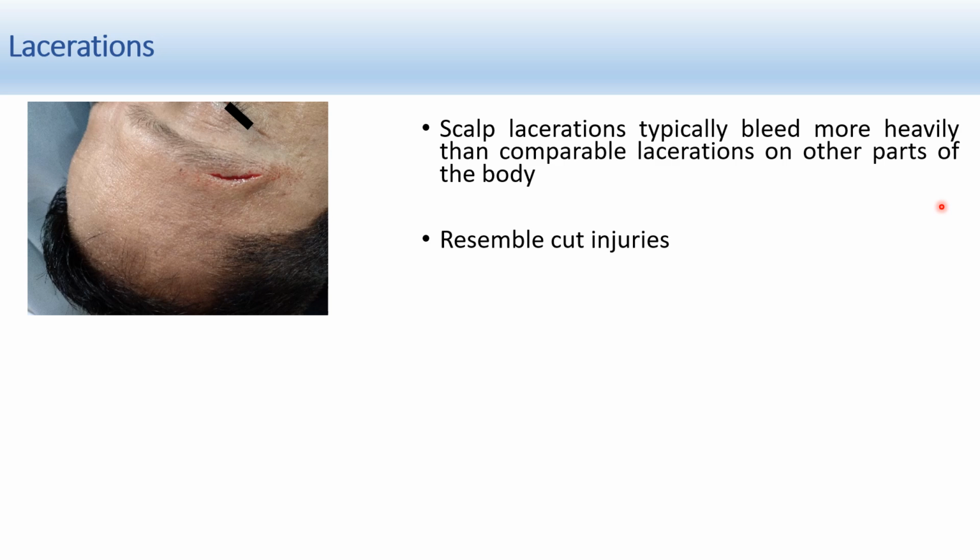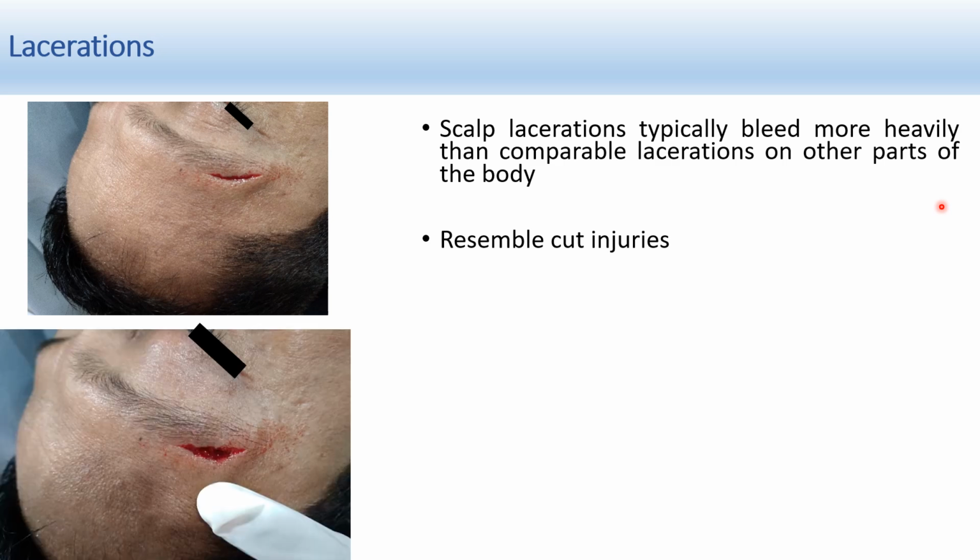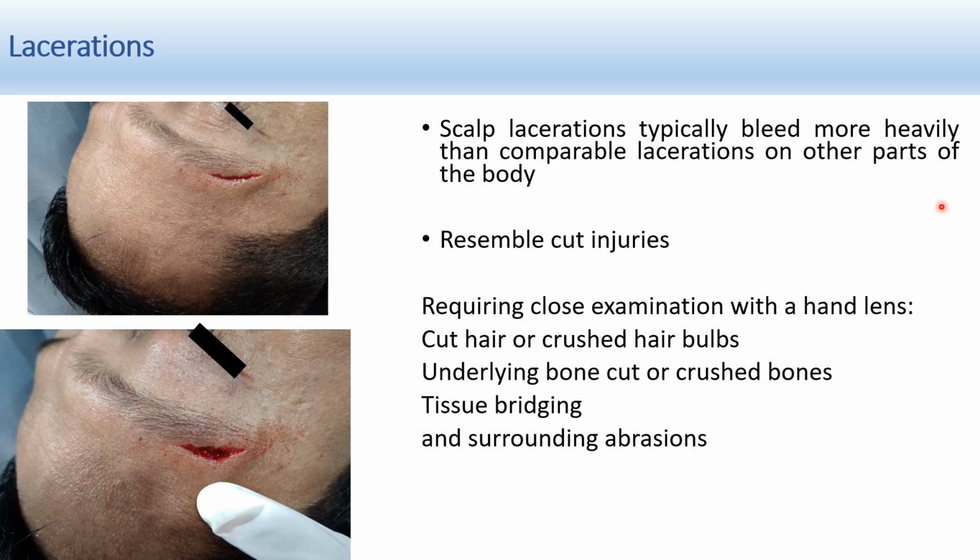Because the scalp is on a flat bone, by application of blunt force, it tends to split the skin with very clean edges. As a result, we need to have very close inspection by using a hand lens to appreciate whether the head hairs are cut or hair bulbs had been crushed. What about the underlying bone, whether it's cut or crushed? What about tissue bridging? And also we can have a look at the surrounding abrasions to differentiate whether it is a cut injury or a laceration. Now it is very clear to see it is a laceration with irregular margins and irregular base.